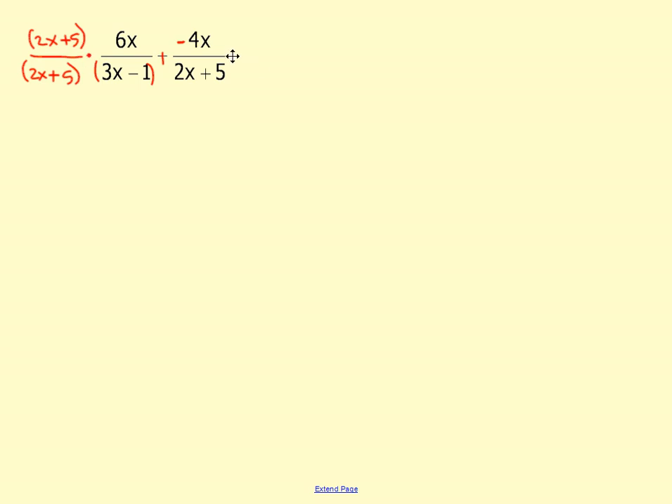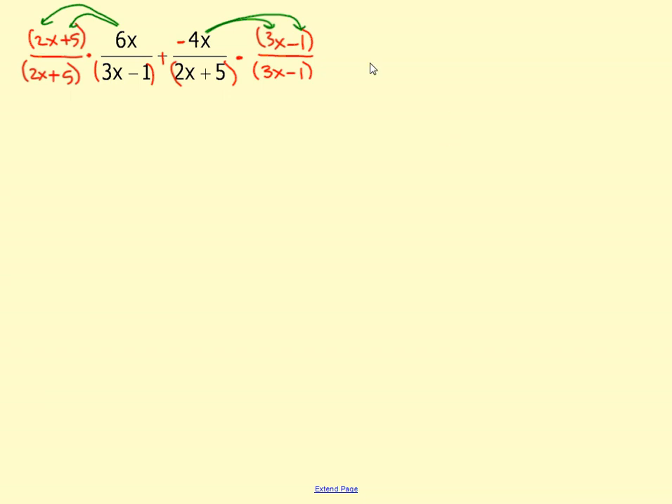I also need to multiply this one. This one has the 2x plus 5, but it's missing the 3x minus 1. So I'm going to multiply top and bottom of this one by 3x minus 1. The reason why I went ahead and made this a negative 4x instead of minus 4x is because now when I distribute, I will remember to be distributing the negative and the 4x. So I'm going to multiply each of these by a negative 4x, and I'm going to multiply each of these by a positive 6x.